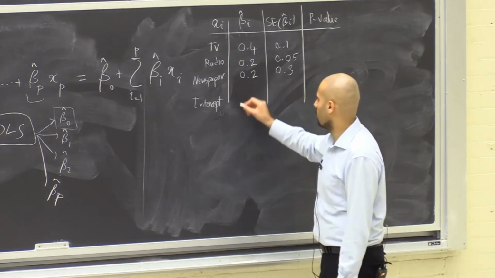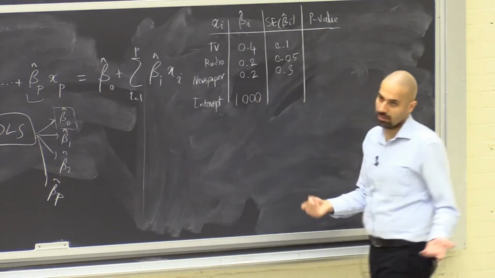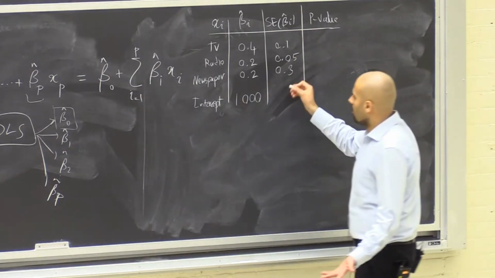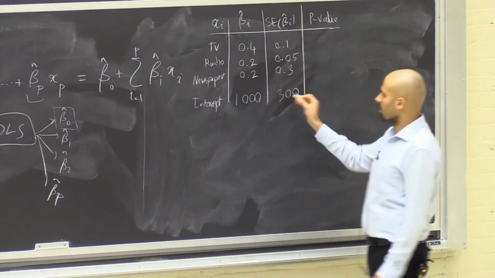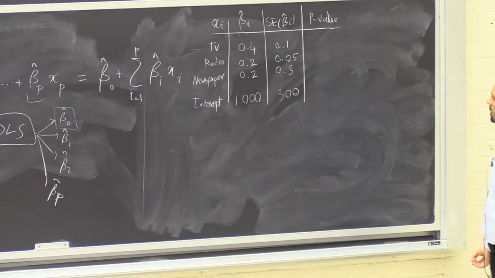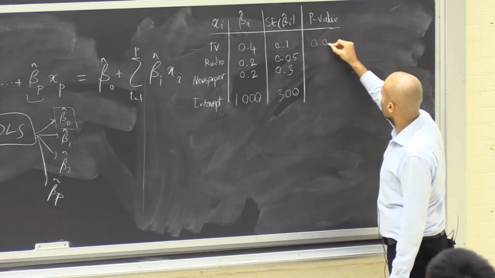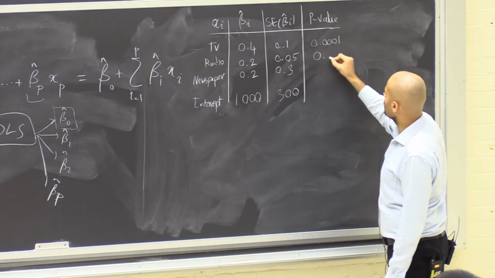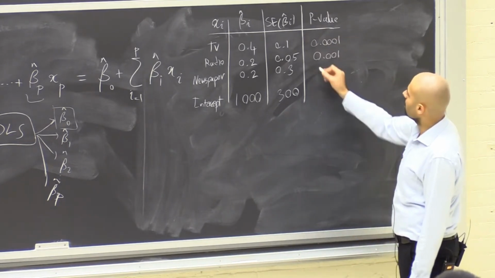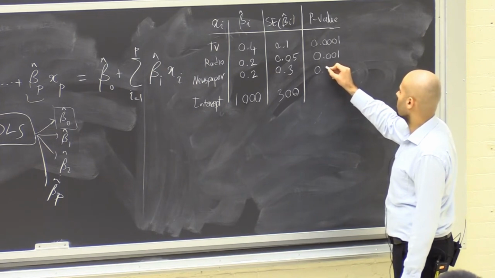So the intercept can be like 1,000. I mean, it depends on the units. There will be some error around it again. The intercept is not that relevant for us for making interpretations. And then for the p-values, maybe the p-value that we get here will be this. The p-value for this will be 10 to the minus 3. The p-value for this one could be 0.2.